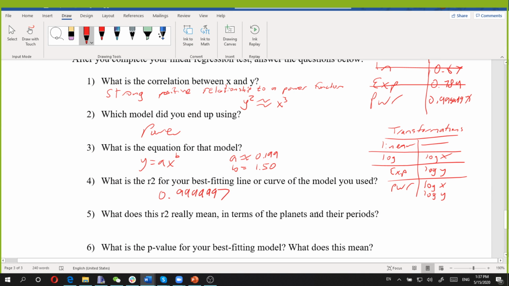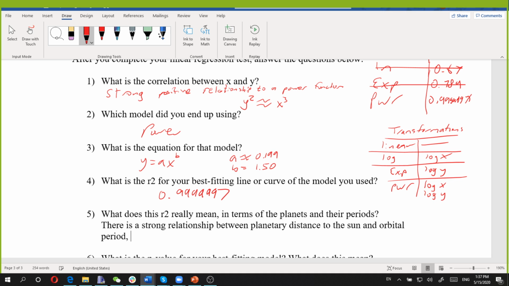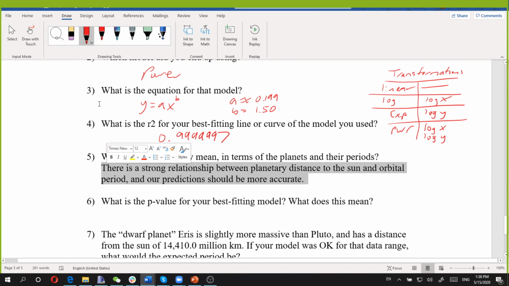So in this case, because there's such a strong relationship between the planetary distance and their periods, we can be confident that our predictions will be more accurate. So, something like that.